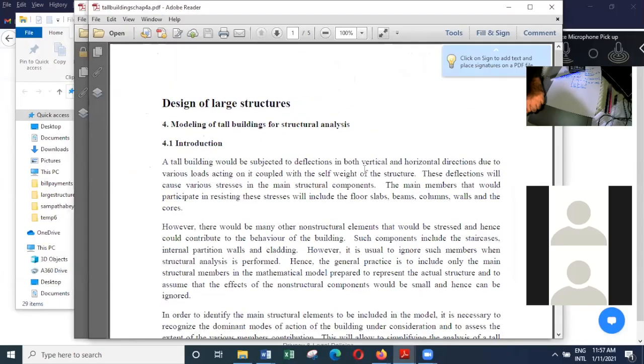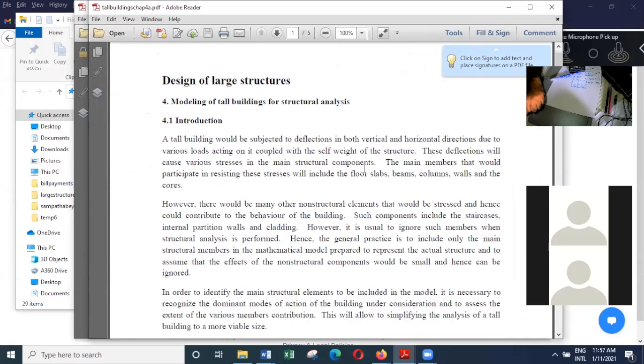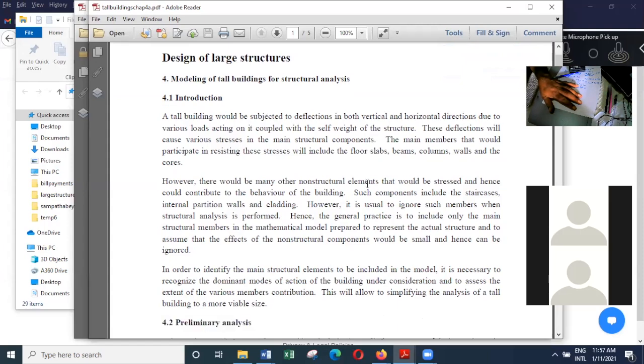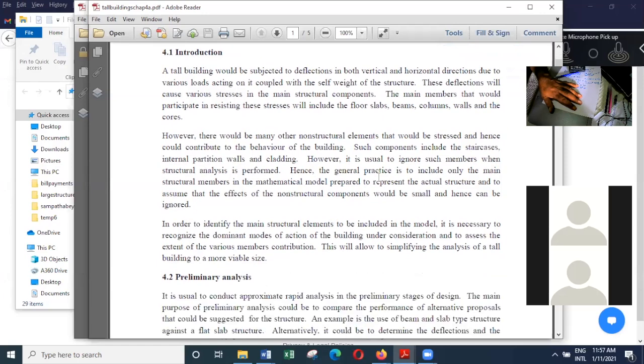Design modeling of tall buildings for structural analysis. Yes, sir. Okay. Good. So basically, now when you are doing the analysis, you will do the analysis in two different levels. The first one is the preliminary analysis. The idea of preliminary analysis is to get some idea about the deflection of the structure and the loads acting on structural elements and so on.